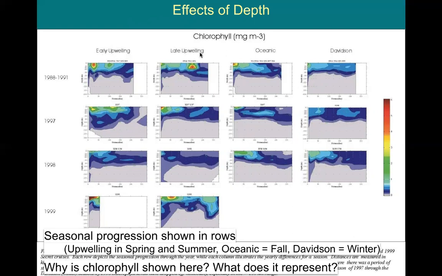So the first question is, why do you think they're measuring chlorophyll here? What is that representing? I'll let you think to yourself. Hopefully you've thought chlorophyll, photosynthesis uses chlorophyll. Oh, maybe this is showing productivity.